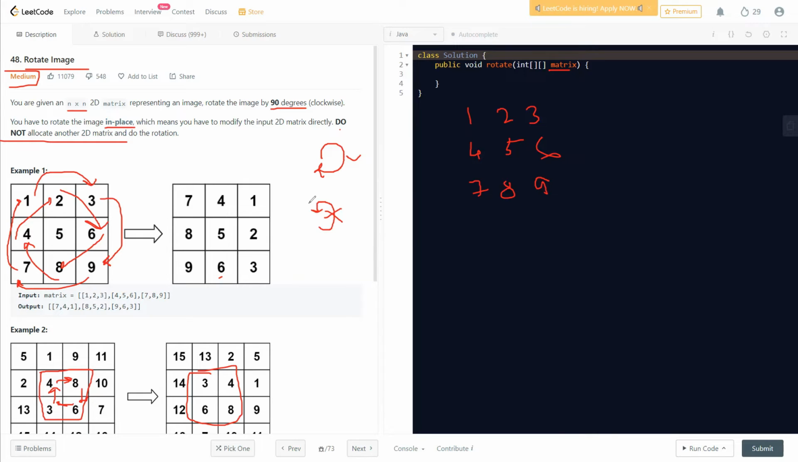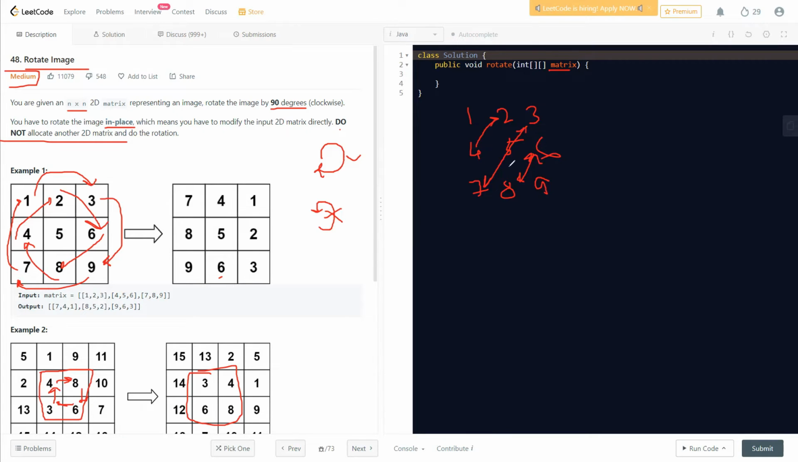The idea is the first thing we should do is see if we can swap these elements, like 4 and 2. Is it possible? 2 should go to 6, but what will happen if we swap 4 and 2, or if we swap 7 and 3? What I'm trying to do is swap the elements diagonally.